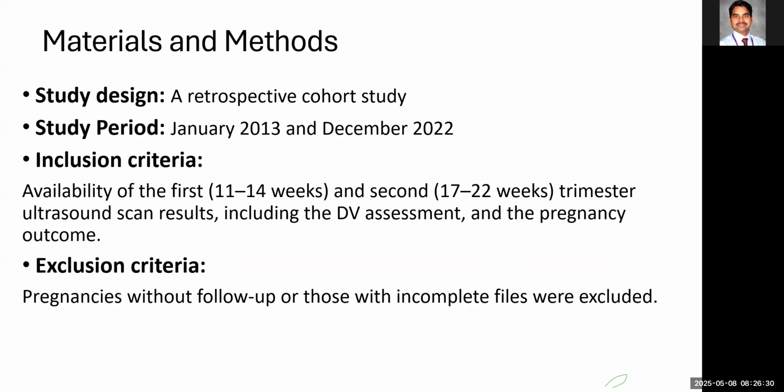Coming to materials and methods, it is a retrospective cohort study. It was done between 2013 and December 2022. Inclusion criteria: availability of first and second trimester ultrasound scan results. All pregnancies who attended a routine screening were considered eligible, and those diagnosed with ADV were included in the study. Exclusion criteria: pregnancies without follow-up or those with incomplete files were excluded.